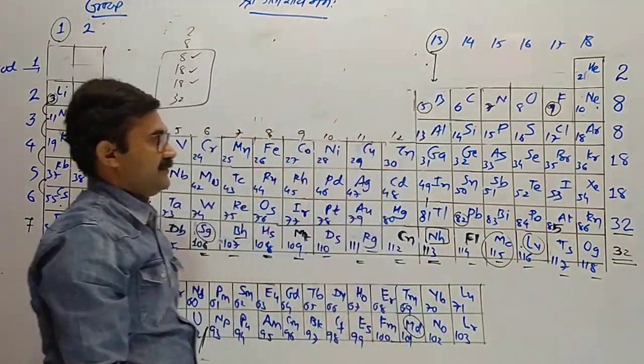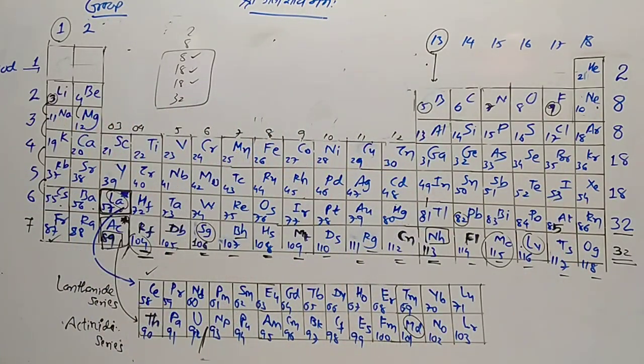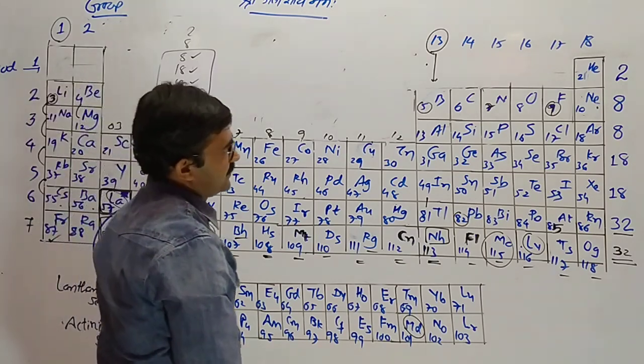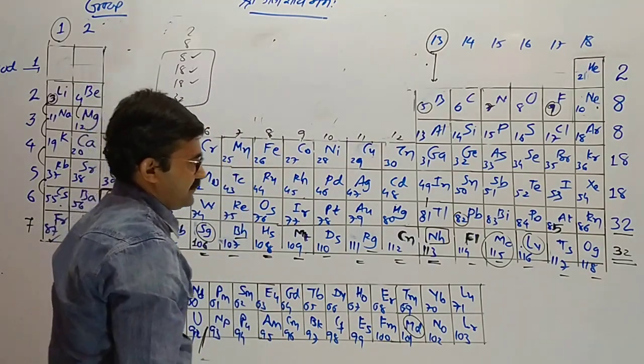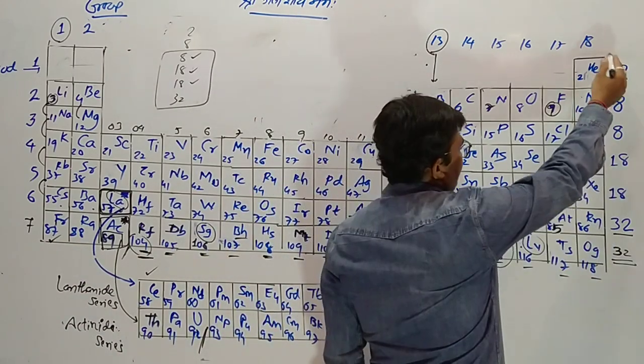Now the last one, group 18. There are 7. Out of 7, 6 are natural.